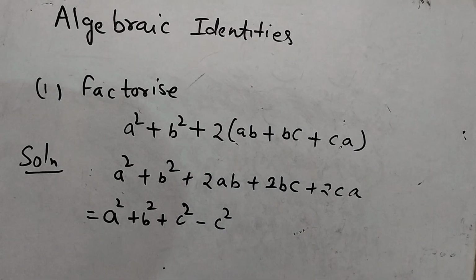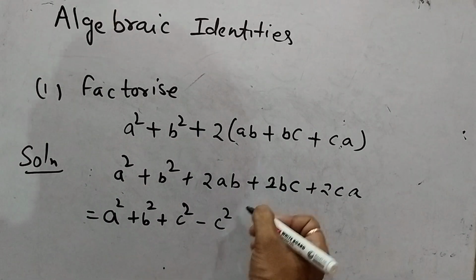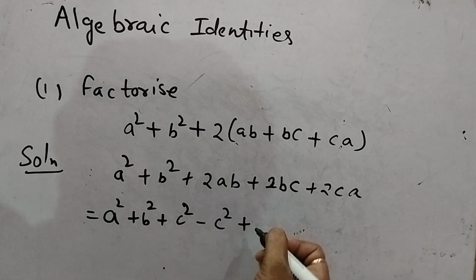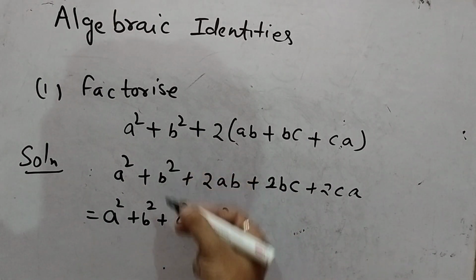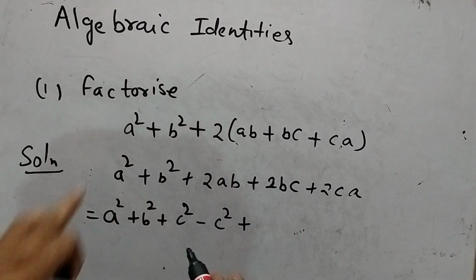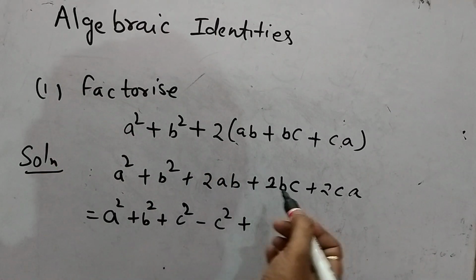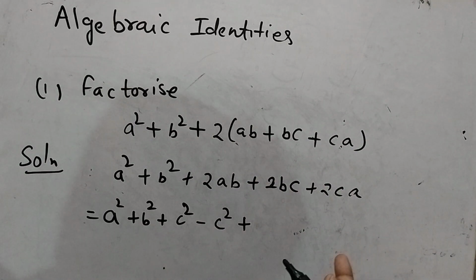So we are just introducing c², but for the sake of convenience, we want to apply the algebraic identity a² + b² + c² + 2ab + 2bc + 2ca = (a + b + c)².